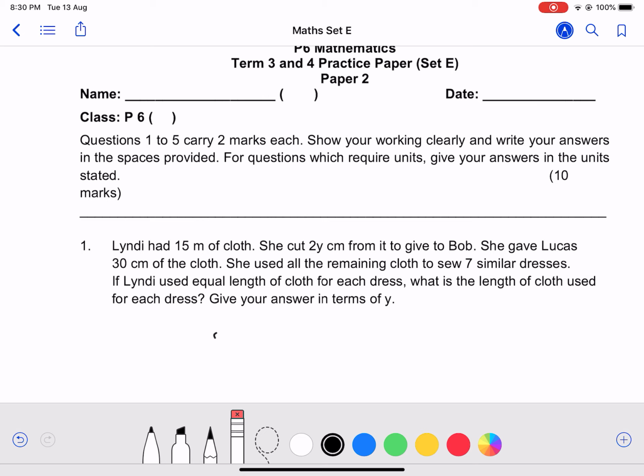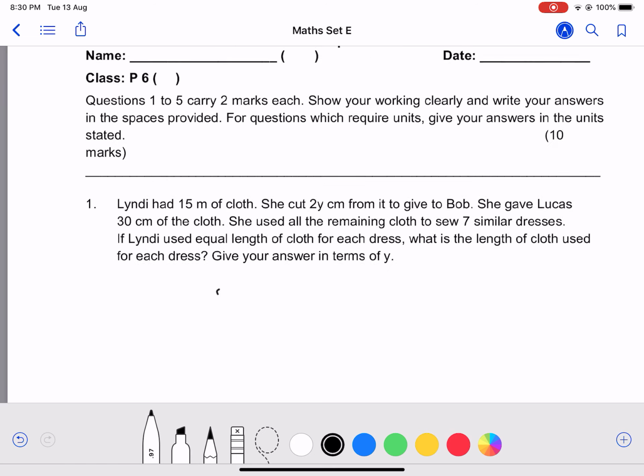Alright, we are at set C, and this video clip will be from question 1 onwards. Just make sure set E is with you.